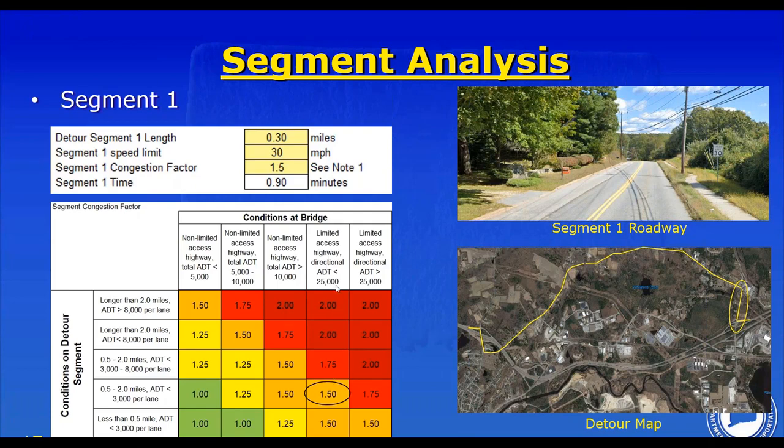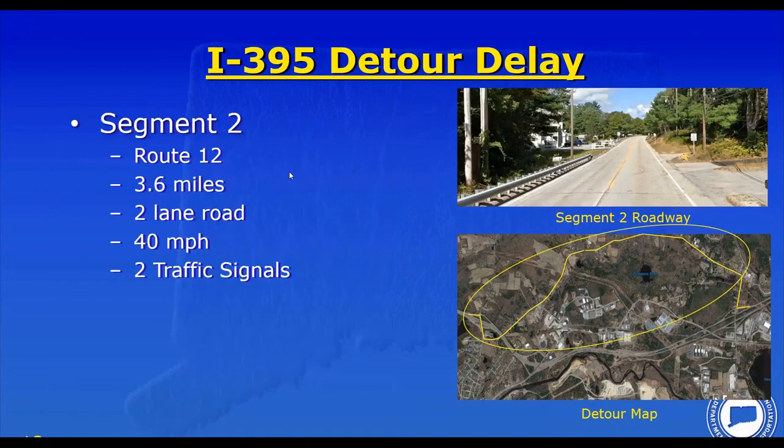Let's look at that. So at the bridge, it's a limited access highway. We're detouring limited access highway traffic, but our ADT is fairly low. So we're dealing with, and now our detour segment is between 0.5 mile and 2 miles. Or actually, I got the wrong circle. It's down here. It's less than 0.5 mile. 1.5 is the answer for the congestion factor. I apologize for that error.